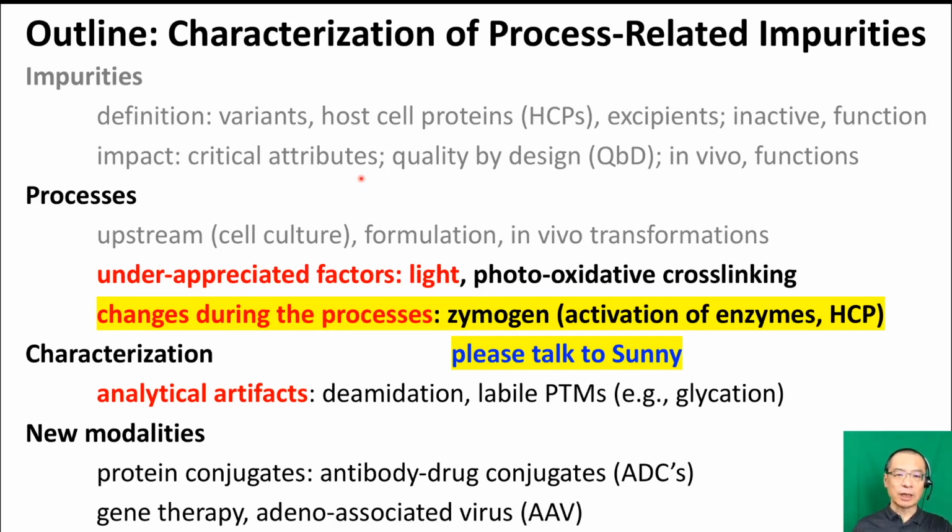So another topic I want to share with you, but only mention very briefly, is some of the changes of impurity during the process. Because at different steps, there are different conditions applied. For example, viral clearance involves low pH conditions, so that actually will change some of the impurity composition. Some impurities may disappear, some may appear. One example is zymogen.